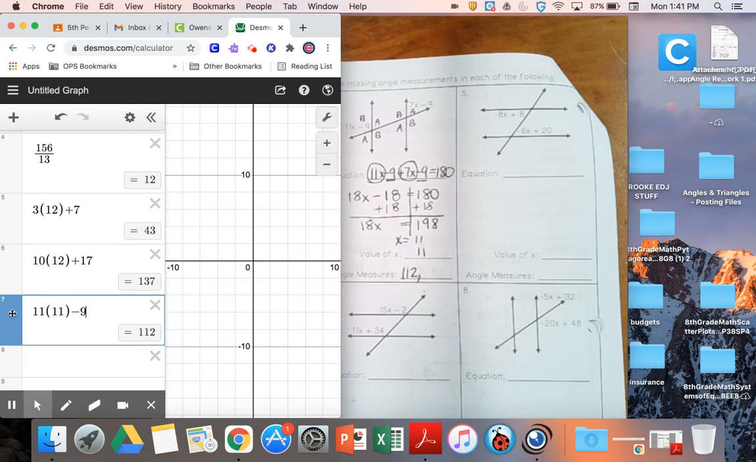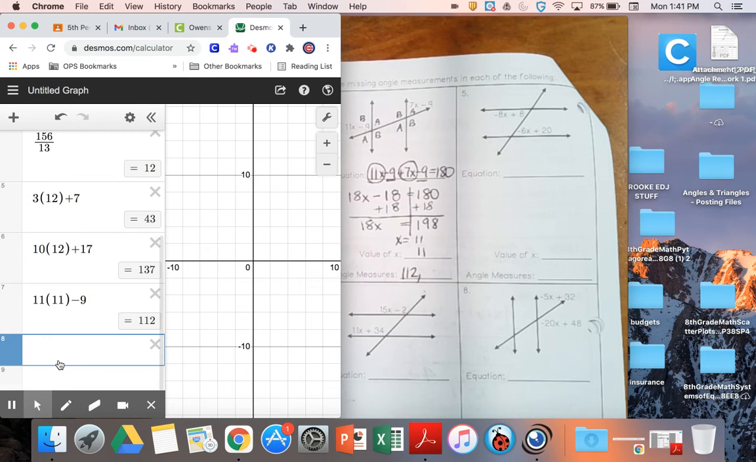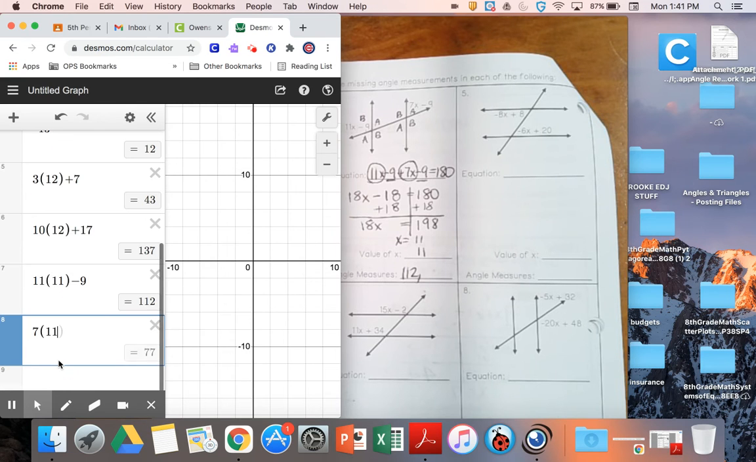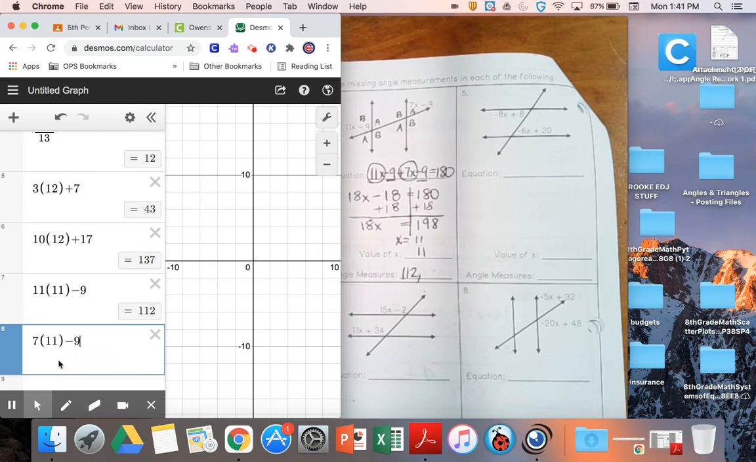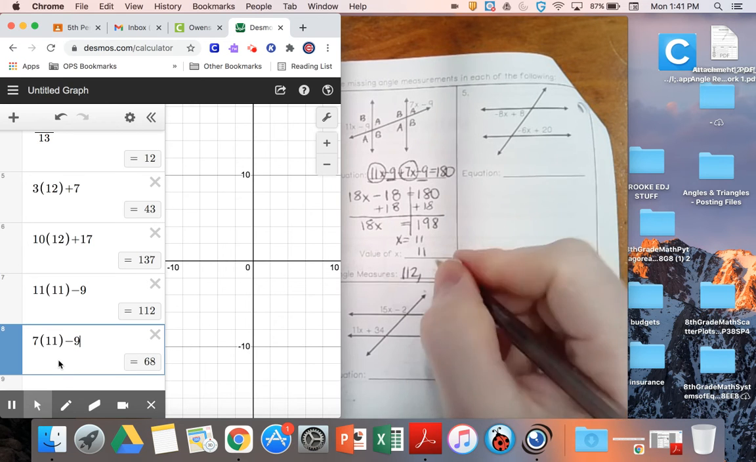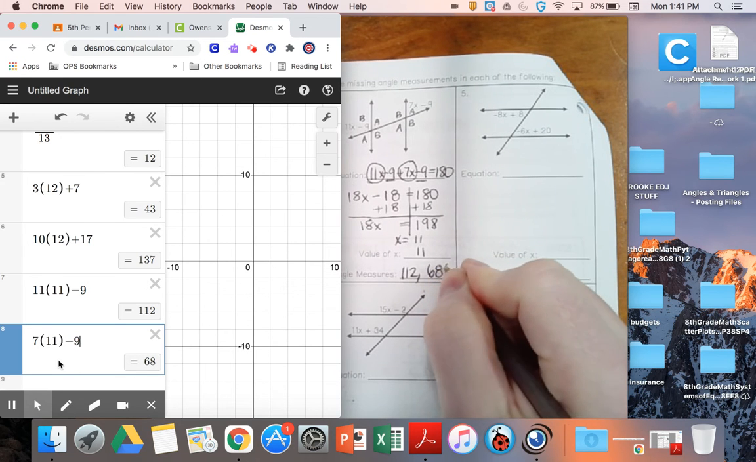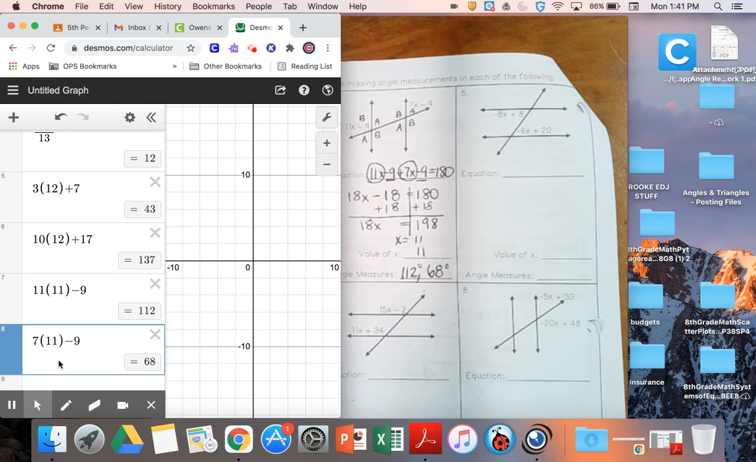And the other one should add up to 180. So the next one should be 78. Let's see if it works. So I have 7 times 11 minus 9, 68, I'm sorry. There you go. So there are my two angle measures that I have. Okay. Pretty straightforward. Let's do one more together here.